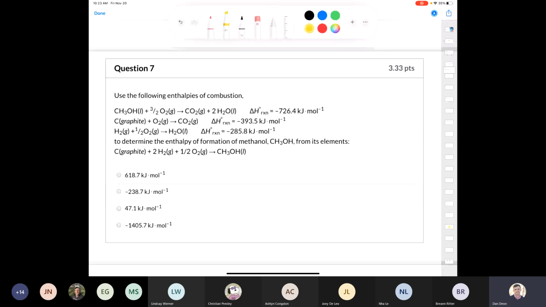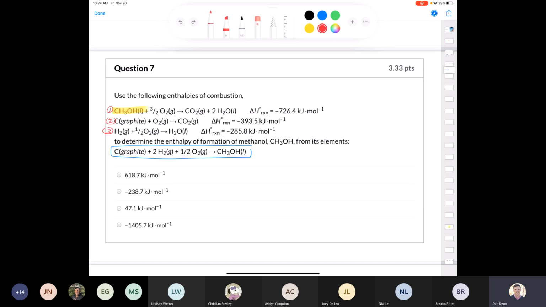Question number 7. Another question that uses Hess's law. It says use the following enthalpies of combustion from 1, 2, and 3 reactions to determine the enthalpy of formation of methanol. Well, what are we going to do here? If we look at the first reaction, it's the only place we see methanol. And there's 1 mole of it. So we're going to have to reverse the first reaction.